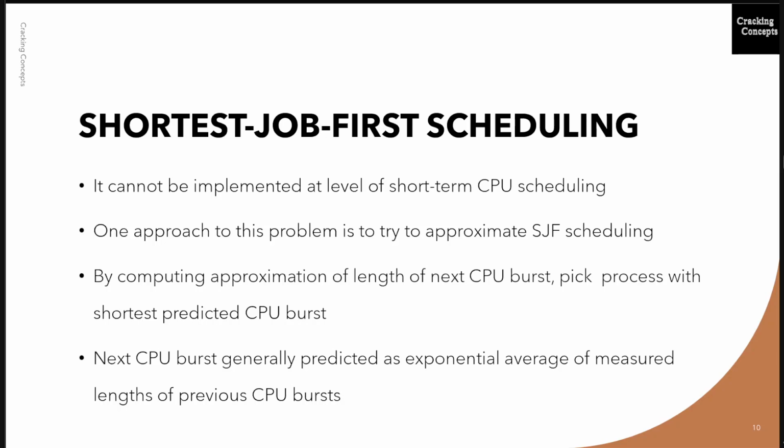We expect that the next CPU burst will be similar in length to the previous ones. By computing an approximation of the length of the next CPU burst, we can pick the process with the shortest predicted CPU burst. The next CPU burst is generally predicted as an exponential average of the measured lengths of the previous CPU bursts.